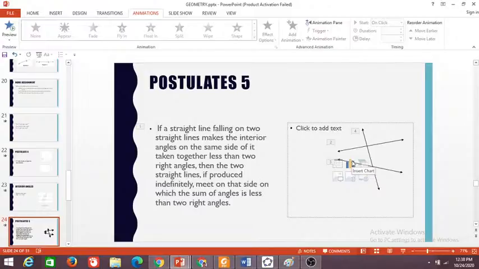Interior angles we consider, ma'am. Yeah, interior angles, and that too on one side we are taking. On which side? The side where the angles are less than 90 degrees. And the postulate states that if they are less than 90 degrees, these two lines will meet on that side, the side where the sum of angles is less than 180 degrees.